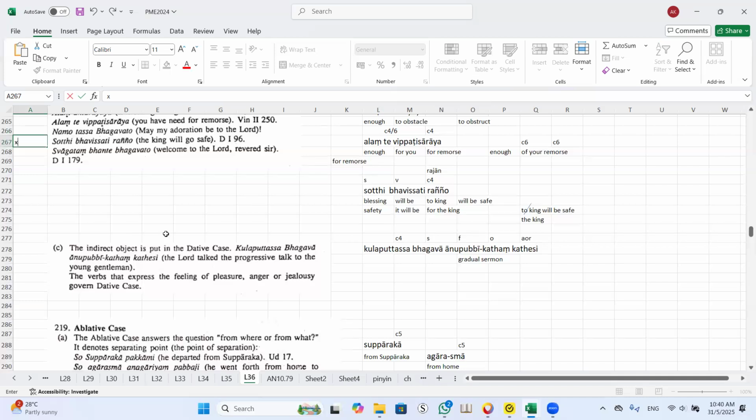Okay, number C, indirect object. This is called indirect object. Dative is indirect object. Okay. Kula putasa, abhagawa, anupubbikatham katesi. All right. So here, this is the one. This is very important.